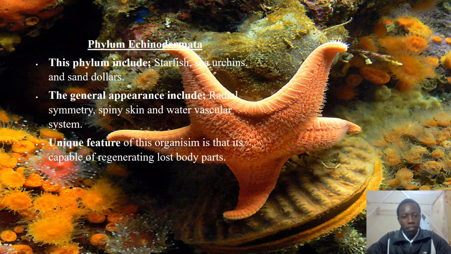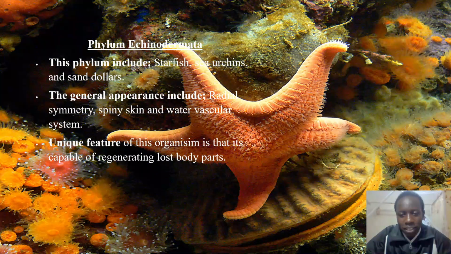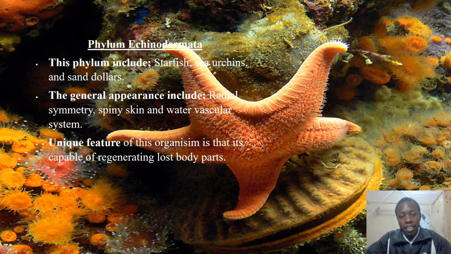A unique feature of this organism is that it's capable of regenerating lost body parts. This organism is very funny, and this is another characteristic that makes it more successful in the ecosystem. You realize that it is able to regenerate lost body tissue parts. I was telling you that these organisms are more advanced in a way that enables them to adapt very well in the environment, reproduce and survive, and be successful in the ecosystem as compared to other animals.